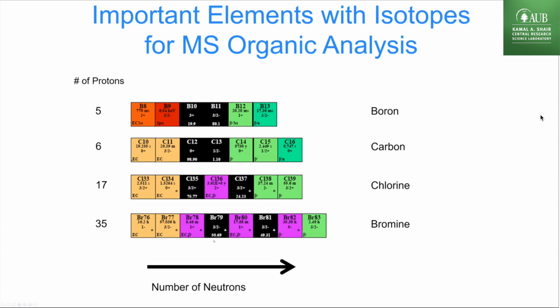Bromine also has isotopes. 79 is stable and 81 is stable, and they are roughly 50-50. Boron has B10 and B11, which are both stable, in proportions of 20 to 80%. So this is all important in identifying compounds with these elements present.